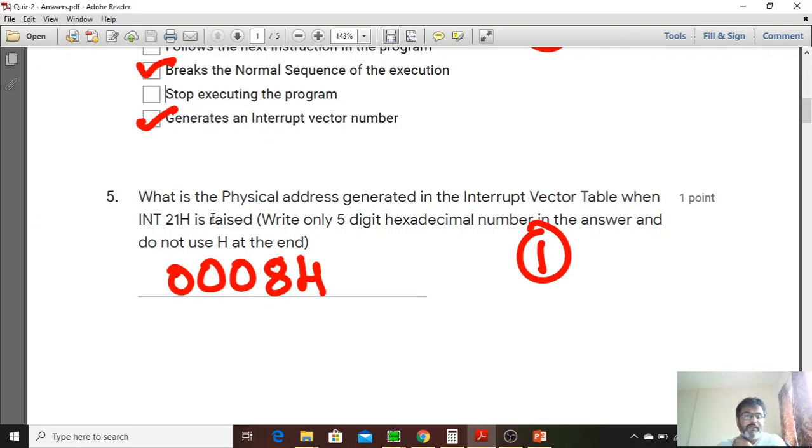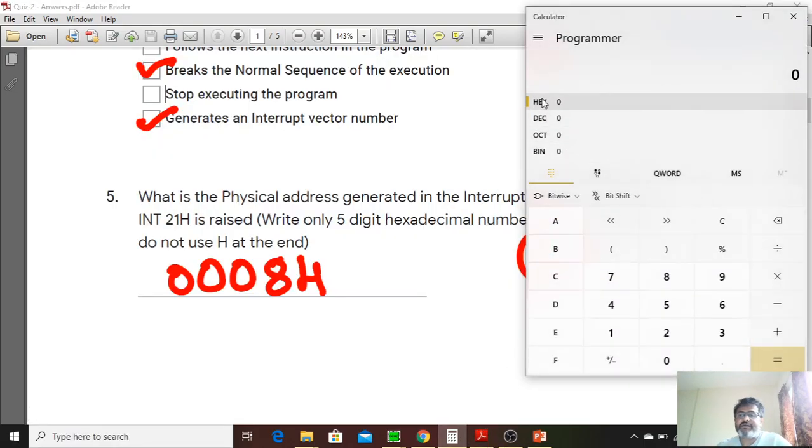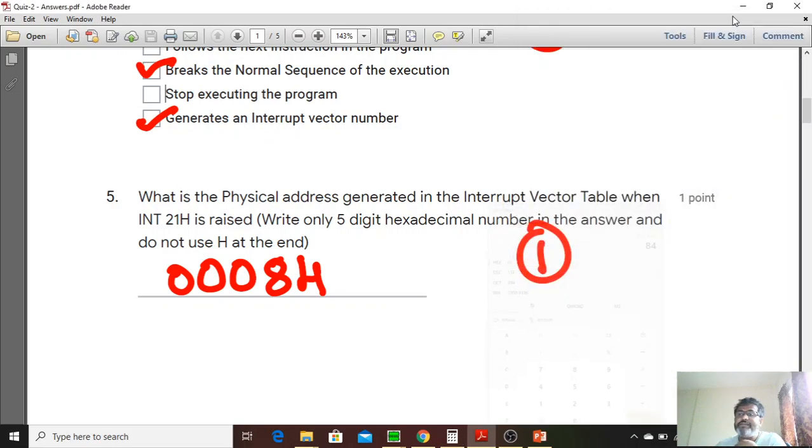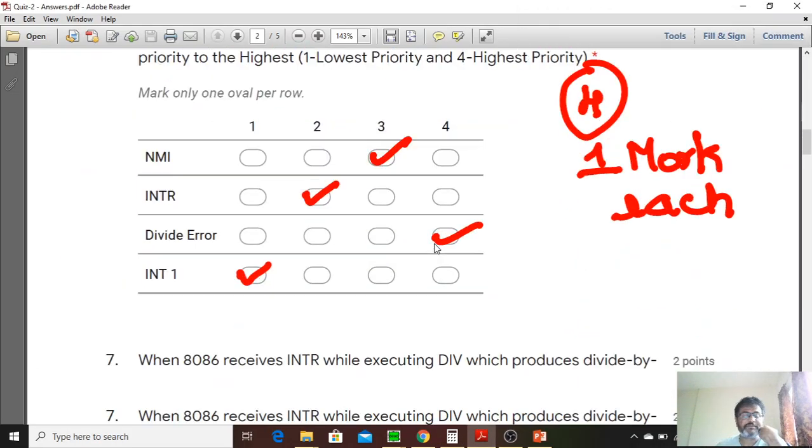Okay, fine. You can use a simple calculator here and you could have done it. If you just go to the calculator and put it in hex, 21 times 4 in hex is going to be 84H. So the correct answer is 00084H. Okay, so you know about this.